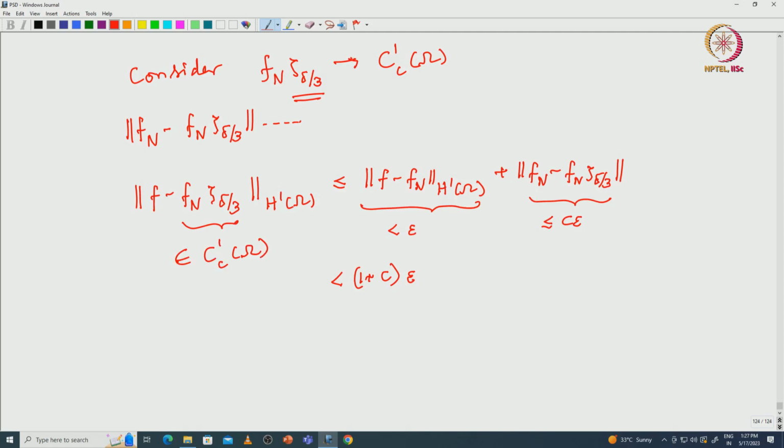So, for f in H1 omega whose trace is 0, we are finally able to approximate it by a C1 function with compact support in the H1 norm, and that completes the proof. Okay. The proof is hard and technical. Not just hard, but technical.